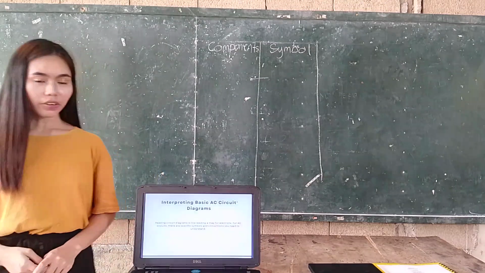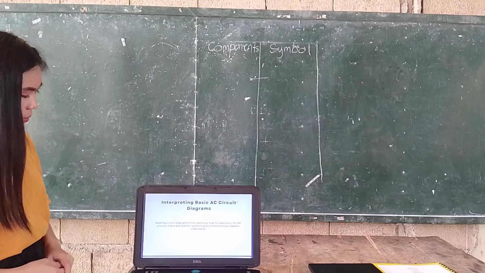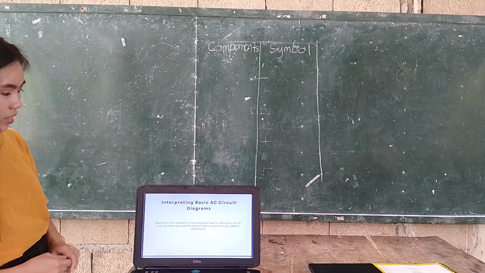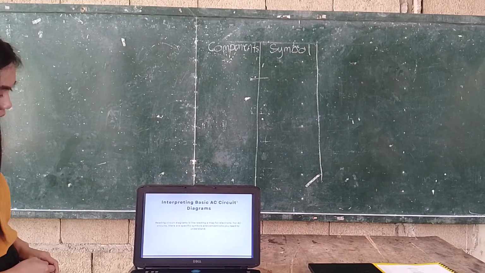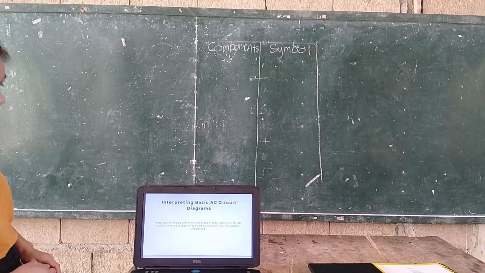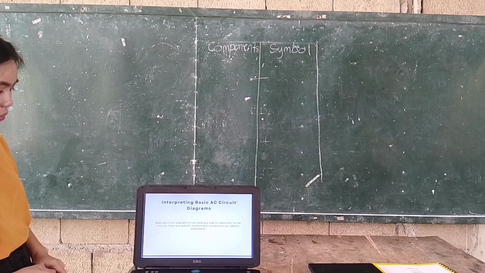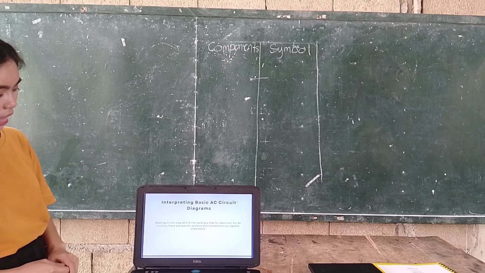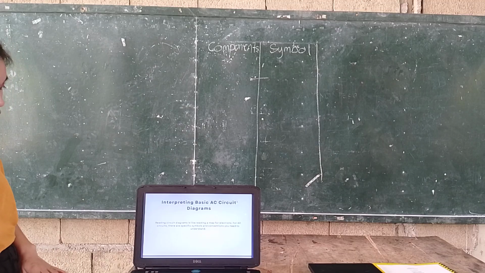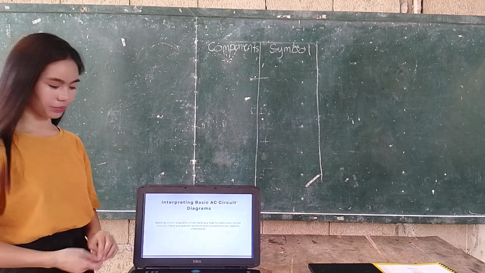Our topic for this afternoon is all about interpreting basic AC circuit diagrams. Reading circuit diagrams is like reading a map for electrons. For AC circuits, there are specific symbols and conventions you need to understand.